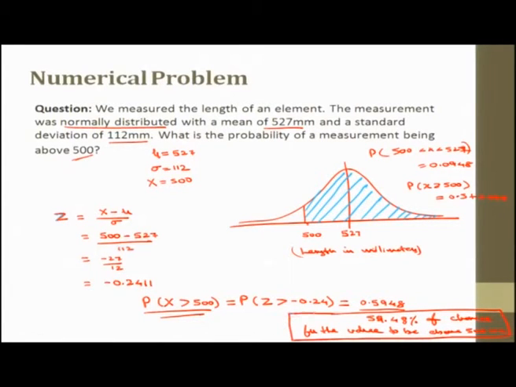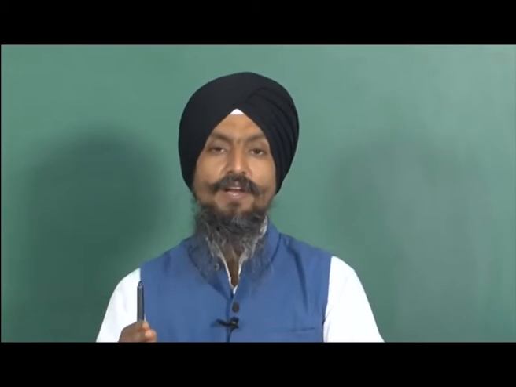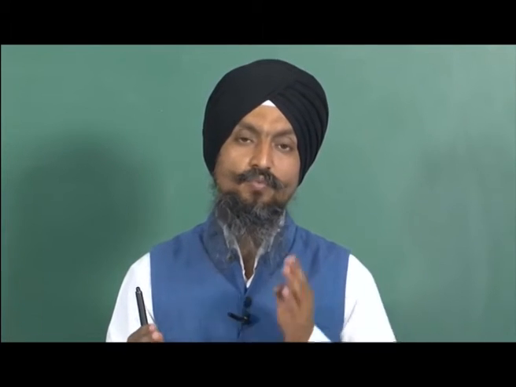Okay. So, let me take another question here. A length of horizontal bar is normally distributed with mean 266 mm and standard deviation of 16 mm. What proportion of the measurement will last between 240 and 270 mm? So, I just picked one value greater than 500 in the first case, just one value, and tried to solve that. Now, I am taking an interval 240 to 270.